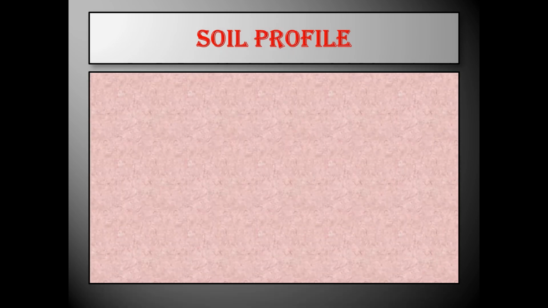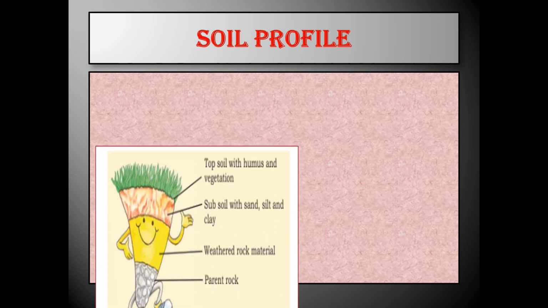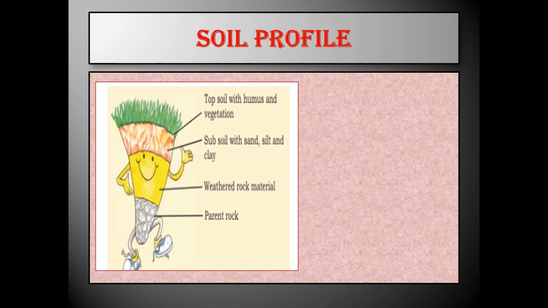The vertical arrangement of different layers of soil from the topsoil surface to the parent rock at a place is called the soil profile. Each profile is further divided into a number of horizons. The first is horizon A, called the topsoil. It contains humus and the finer particles of rocks. It is the uppermost horizon of the soil profile.